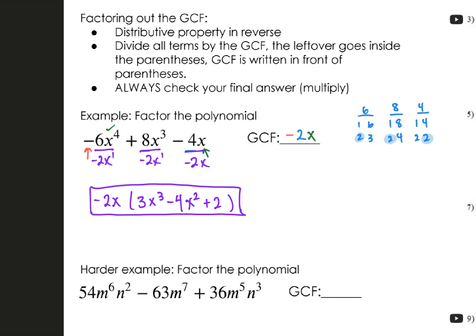Negative 2 times negative 4 is 8, x to the first and x squared is x cubed. Negative 2 times positive 2 is negative 4, and then we have an x, so that checks out. So since I checked my answer, we know that answer is correct.